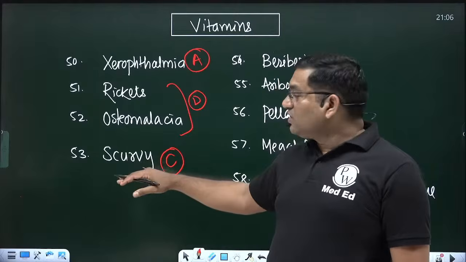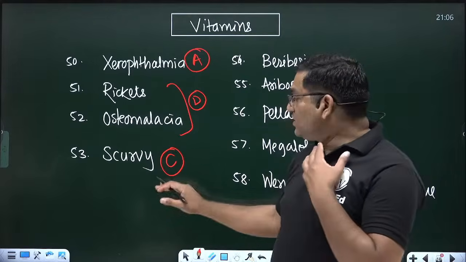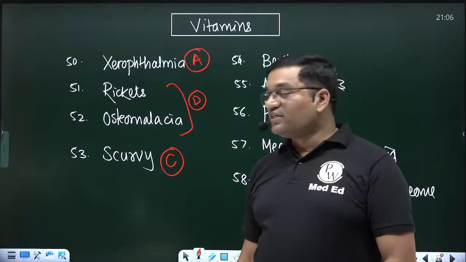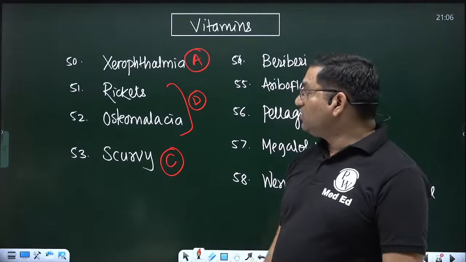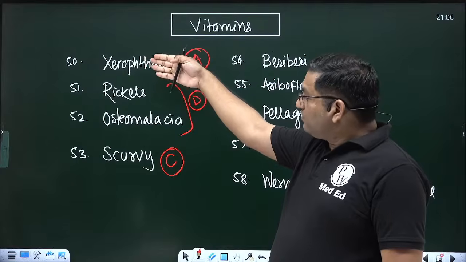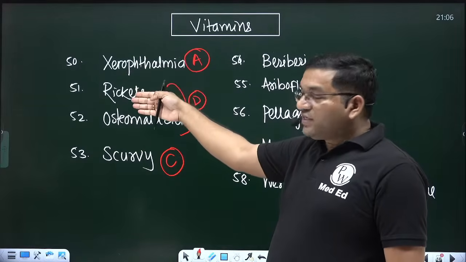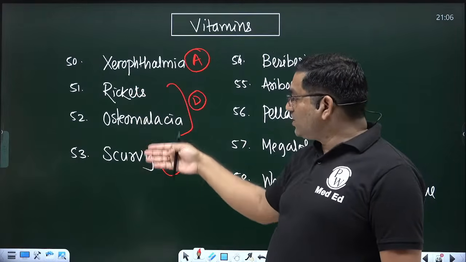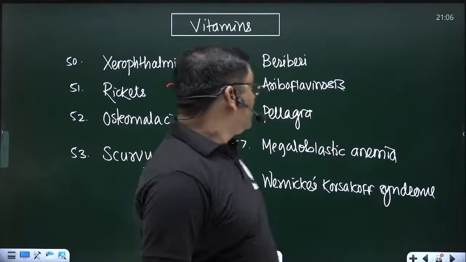Vitamin C is required for the hydroxylation of proline and lysine, so it is important in collagen synthesis. Vitamin A deficiency causes blindness; it affects the vision. Vitamin D deficiency causes rickets and osteomalacia. Vitamin C deficiency causes scurvy.